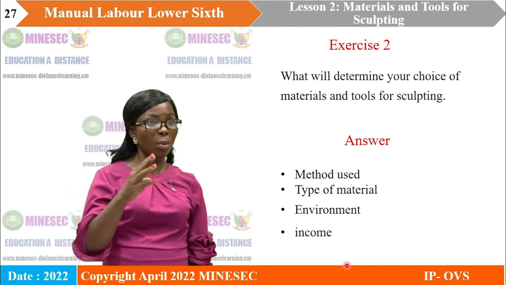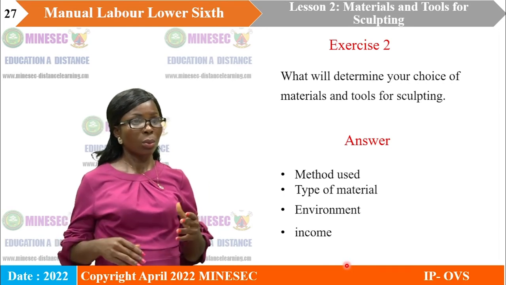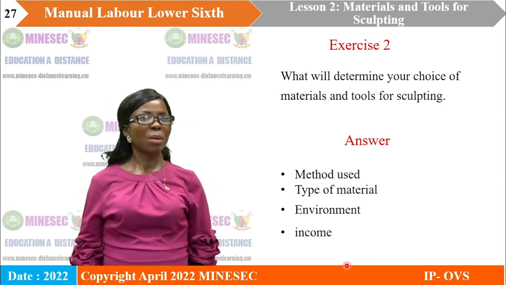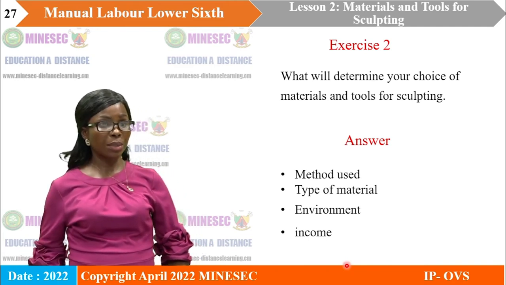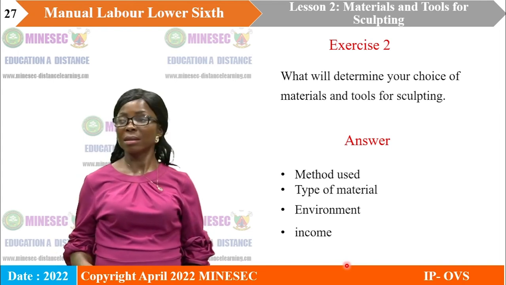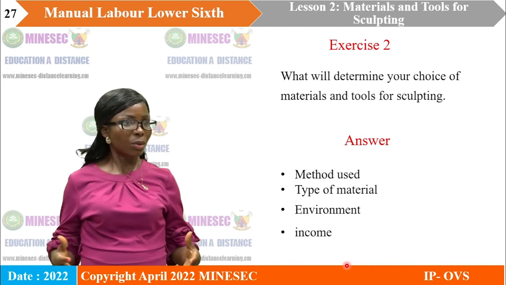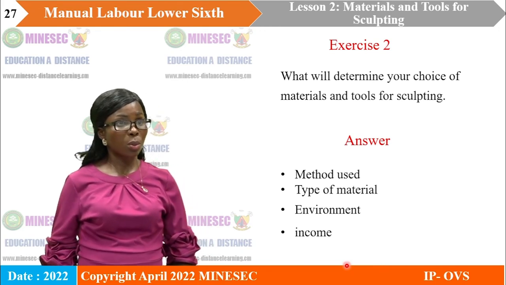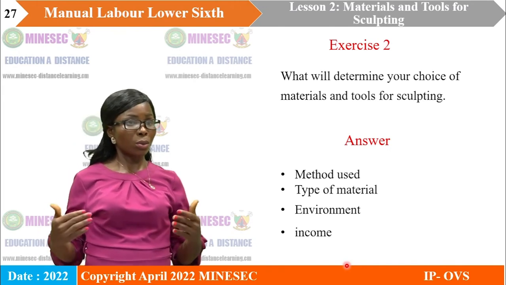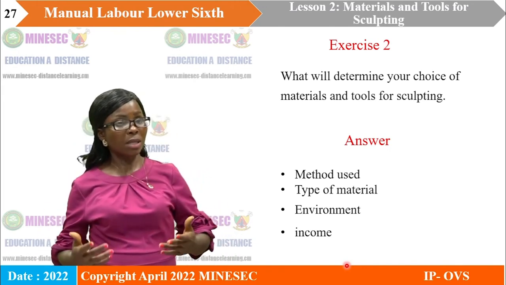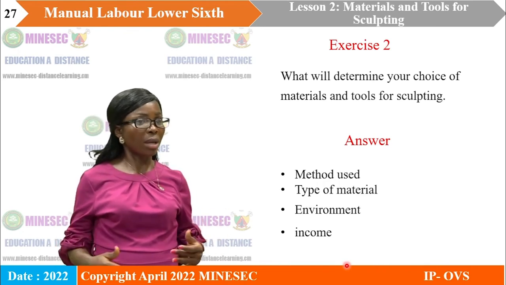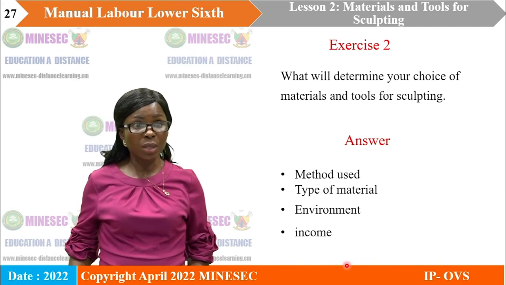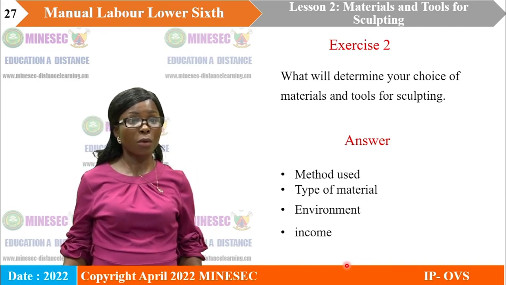So we have talked about the method used and the type of material. You have to relate the two. Once you know the method, then you come up with the types of materials. And also the environment. For example, if you want to carve wooden objects like wooden spoons and chairs, and you are in an environment where you don't have trees, and you have to make money from it, you will not spend much money to bring trees from a far environment. So when you are making a choice for sculpting, you need to know the materials and the tools. One thing that will provide you with the materials and tools is the environment. If the environment is not characterized by trees, if you are in a grassland area, it will be difficult for you to get trees.